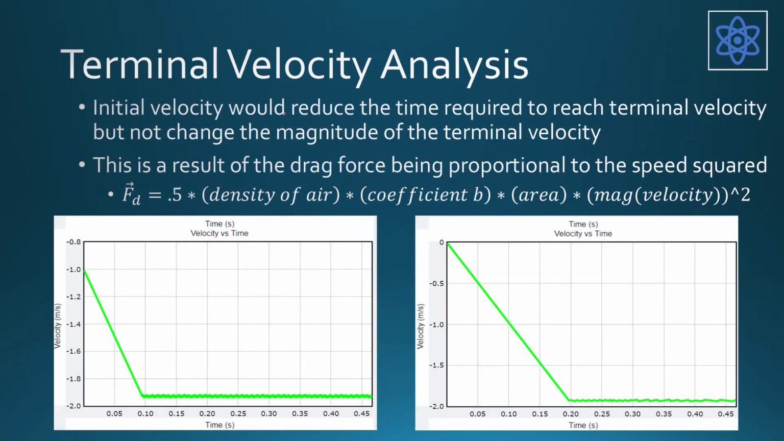If the velocity was not zero at the beginning, then the terminal velocity would have been reached sooner. As you can see in this graph, with a -1 velocity, it reached the terminal velocity about 0.1 seconds faster, and this is due to the fact that the magnitude of the velocity is in the drag force equation, meaning that a higher drag force would result in a quicker time to get to the terminal velocity.